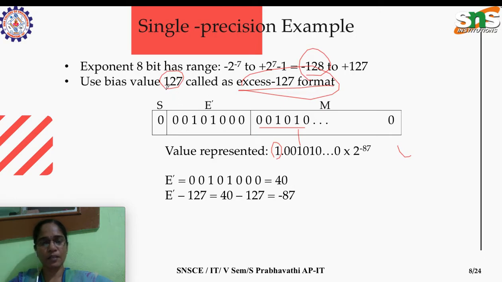So here the bias is 127. What is e dash? It is 00101000, and its decimal equivalent is 40. So 2 to the power e dash minus 127 is 40 minus 127, which is -87. So we get 2 to the power -87. This is the value represented by this floating point number in IEEE single precision format.